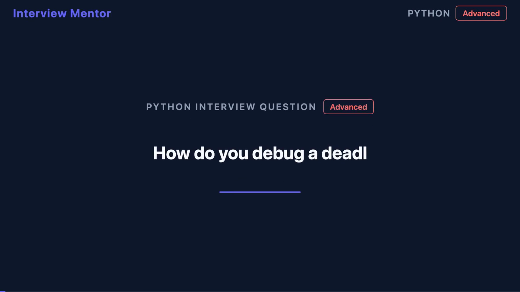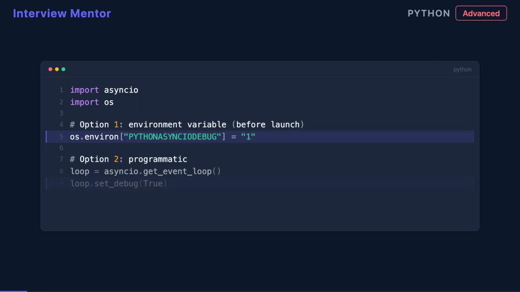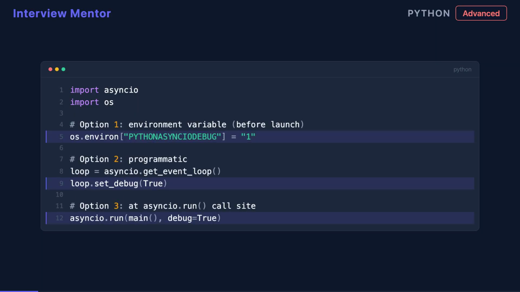Your async app freezes. No exception, no traceback. You have a deadlock. Start with asyncio debug mode. Set PYTHONASYNCIODEBUG to 1 before launch, or call loop.set_debug(True) at startup. This surfaces unawaited coroutines, slow callbacks, and resource warnings, giving you the diagnostic signal you need to proceed.